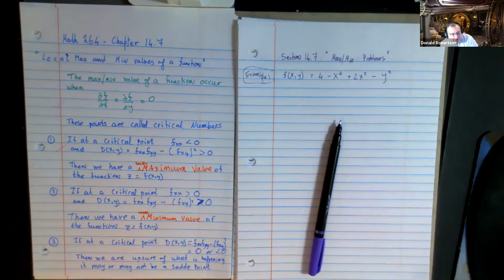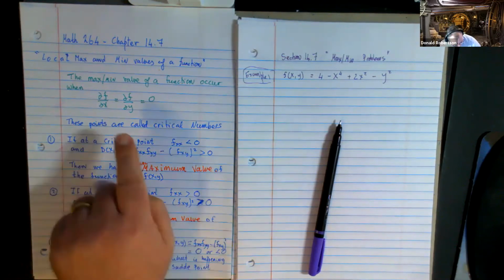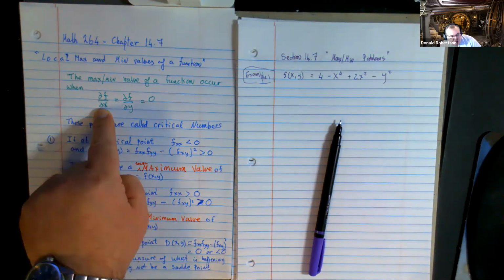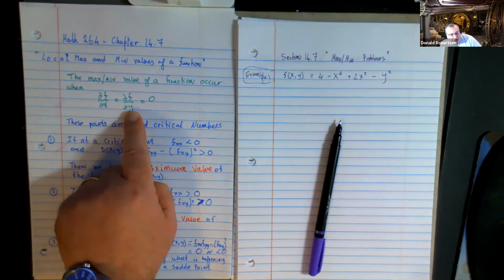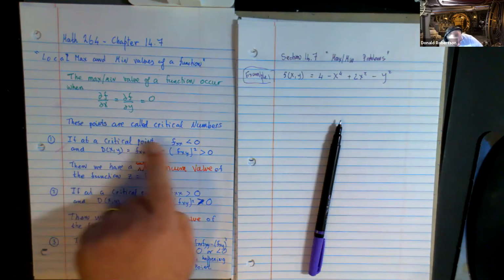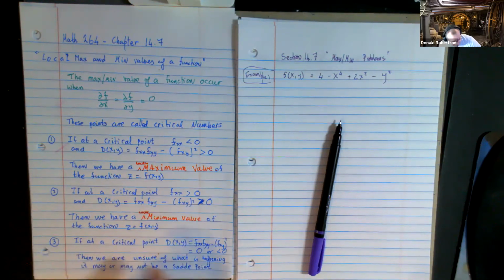How do you find local maxes and mins? Well, you find critical numbers first, and you do that by solving for what points (x, y) make this partial derivative and this one both equal to 0 at the same time. Those points are called critical numbers. Then you test each critical number using this relationship here.